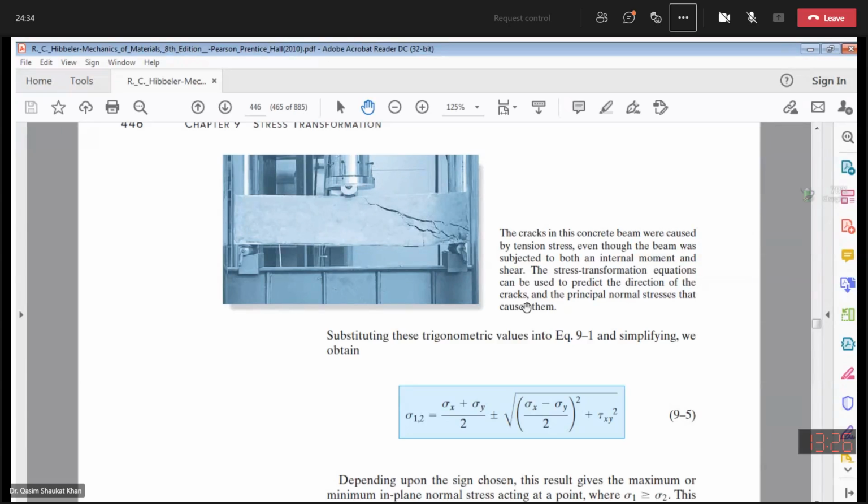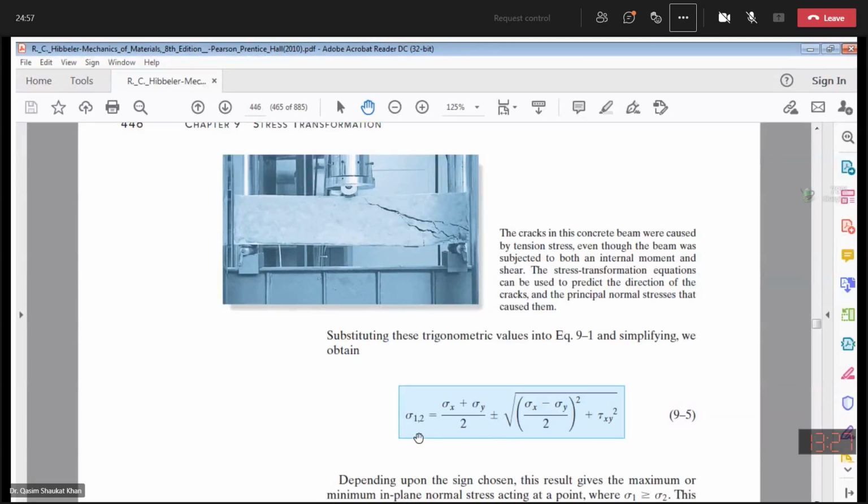Fine. So the stress transformation equations can be used to predict the direction of the cracks and the principal normal stresses that cause them. Now, how to get this one? To get the expression for the computation of major and minor principal stress.